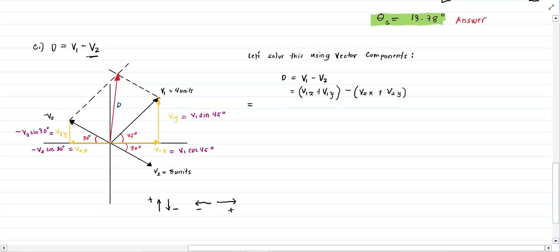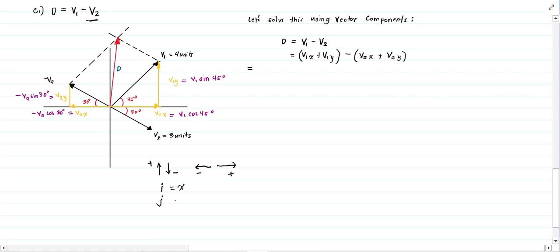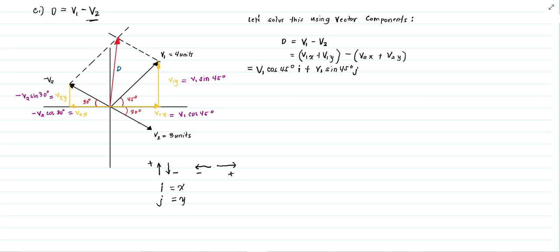To make sure that we will not be confused about the orientation of the components, let us assign i for all x components, and j for all y components. So, considering all of these assumptions and substituting the values of all the components, our equation will now become v sub 1 cosine 45 degrees i, plus v sub 1 sine 45 degrees j, minus the quantity of negative v sub 2 cosine 30 degrees i, plus negative v sub 2 sine 30 degrees j.